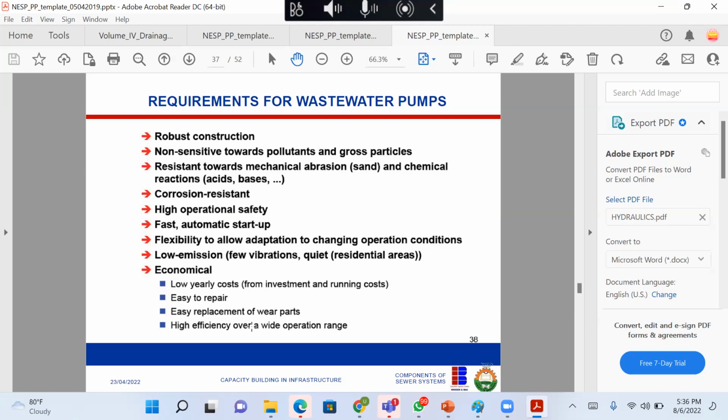It must have a low running cost. It shouldn't be expensive. It should be easy to repair. It should have replaceable parts. It should have high efficiency.